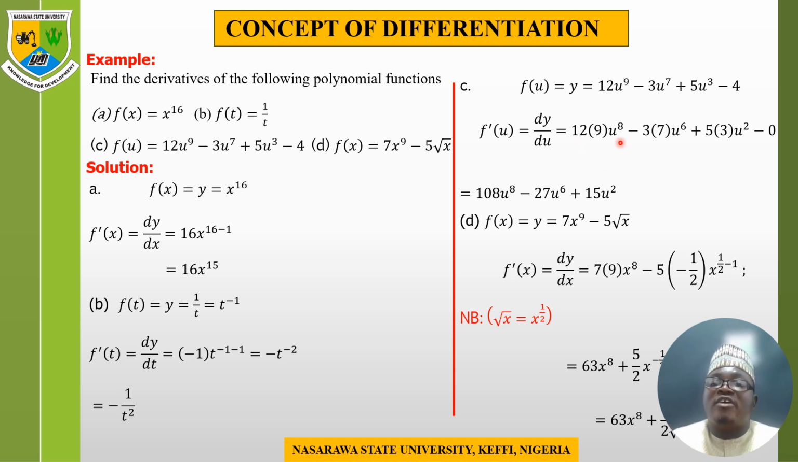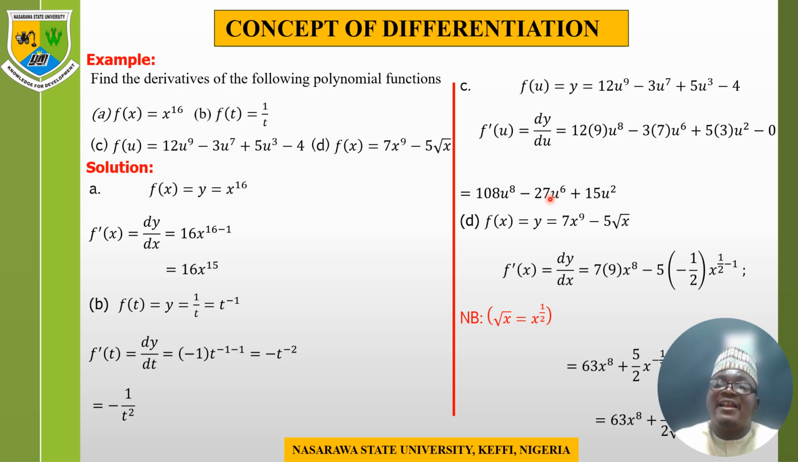Now coming down here, 12 times 9, we get 108. And we have our u raised to power 8 here. Then minus 3 times 7, we're supposed to get 21 here, because 3 times 7 is 21. Then plus here, 3 times 5, we get 15. Then the power of u here is constant already. That is how we got this guy here.